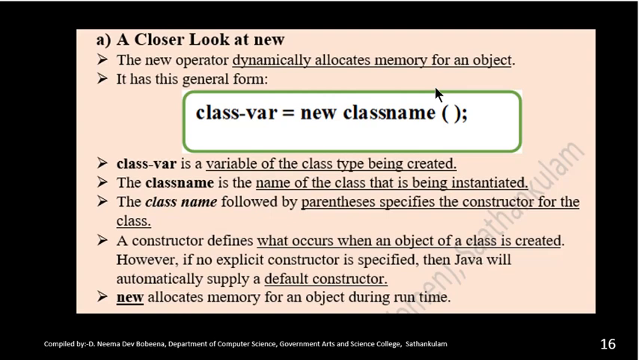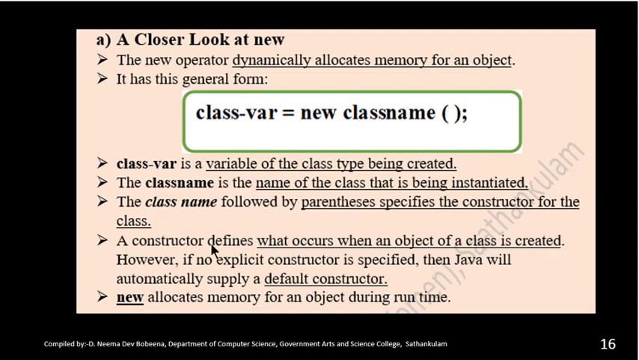Now a closer look at the new operator. The new operator dynamically allocates memory for an object. The general form is: class-var is equal to new classname. Class-var is a variable of the class type which we have created. Classname is the name of the class that is being instantiated. The class name is followed by parentheses, and these parentheses specify the constructor for the class.